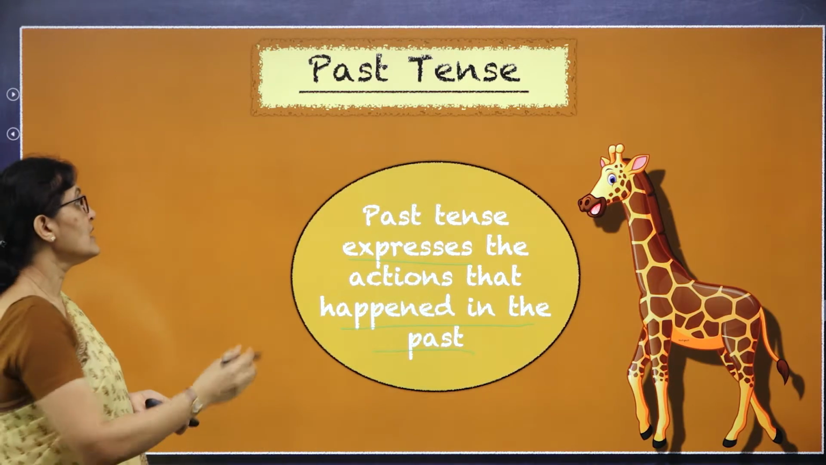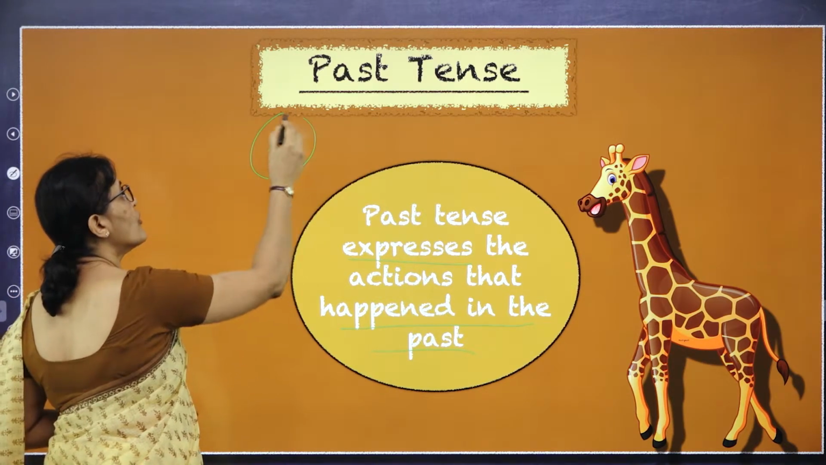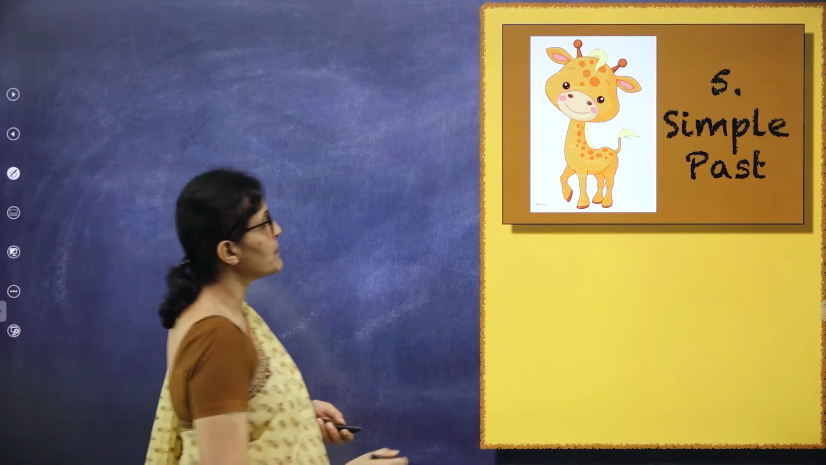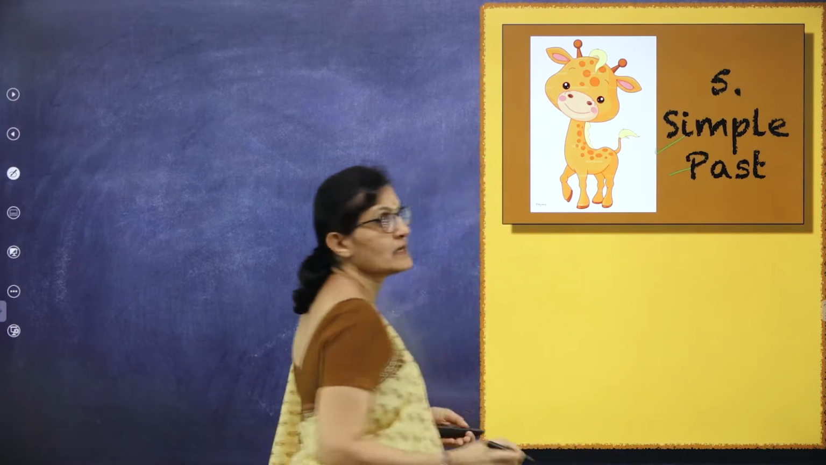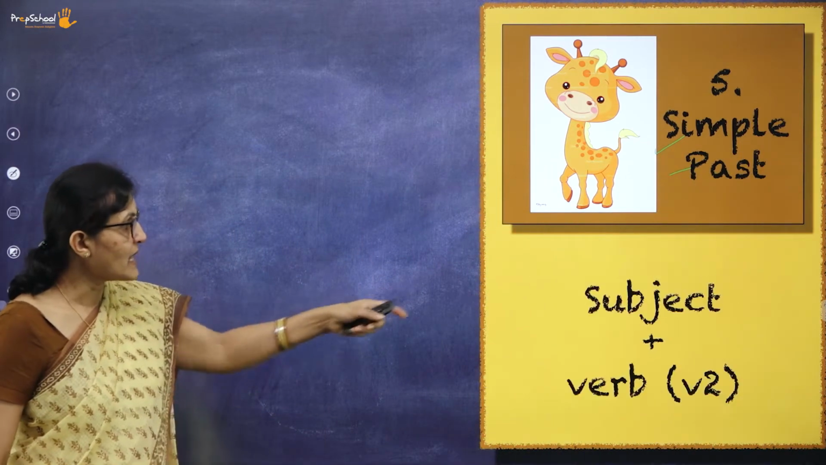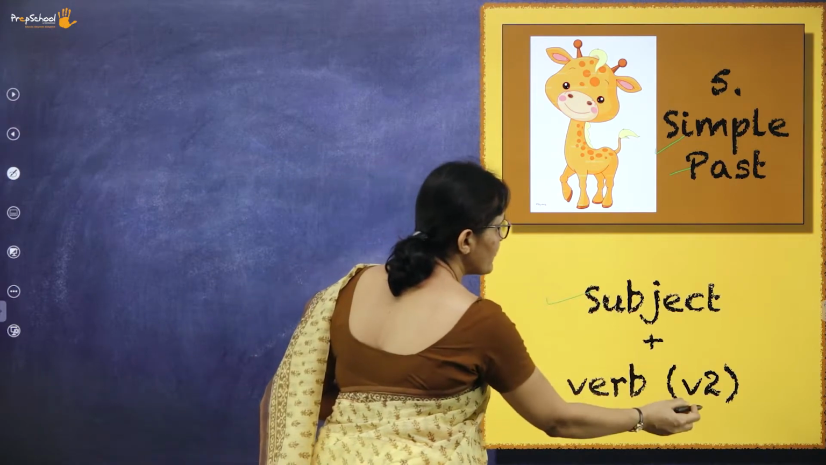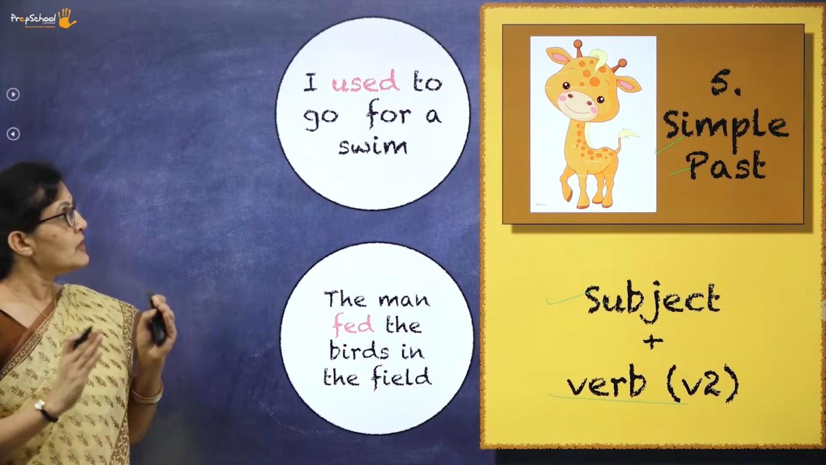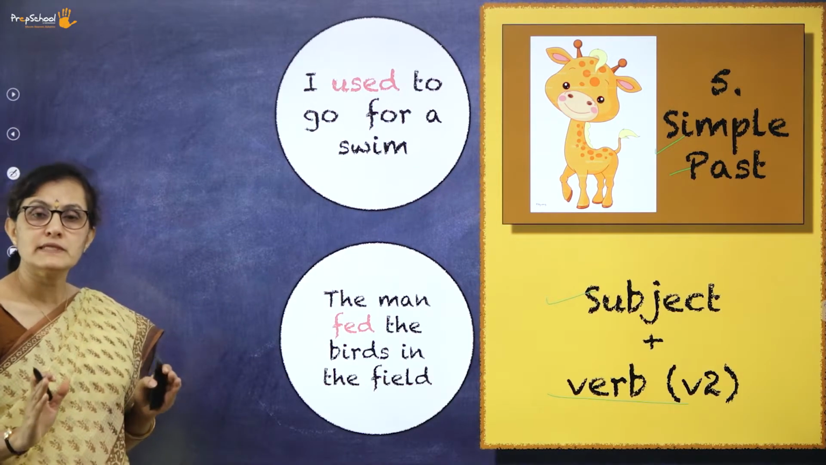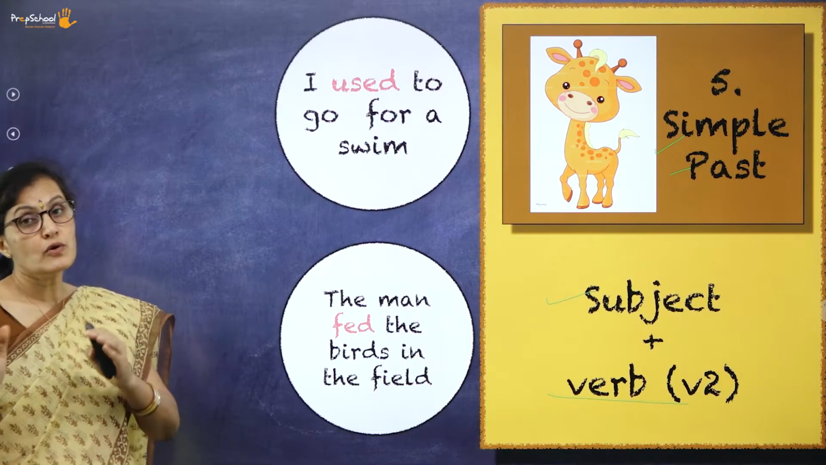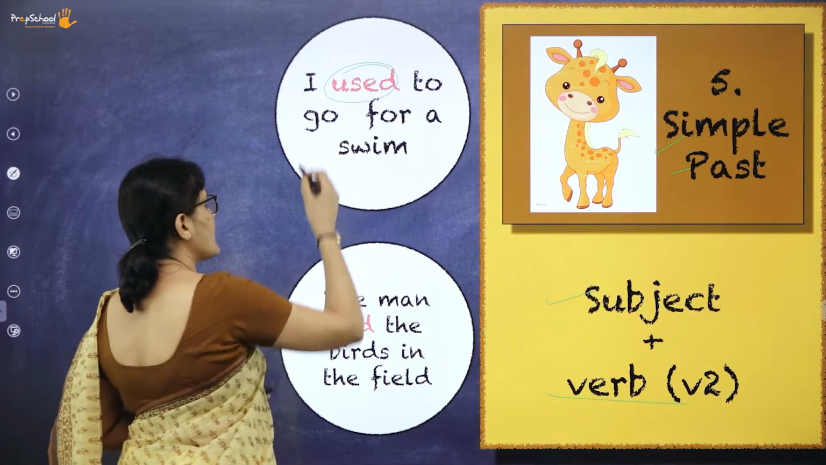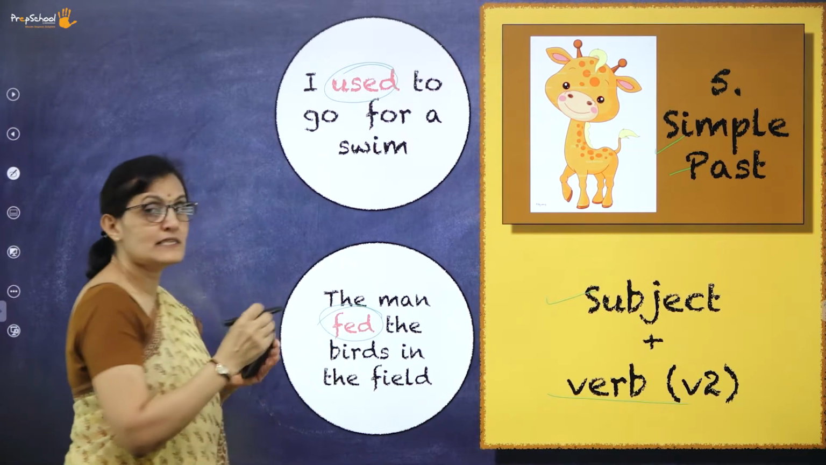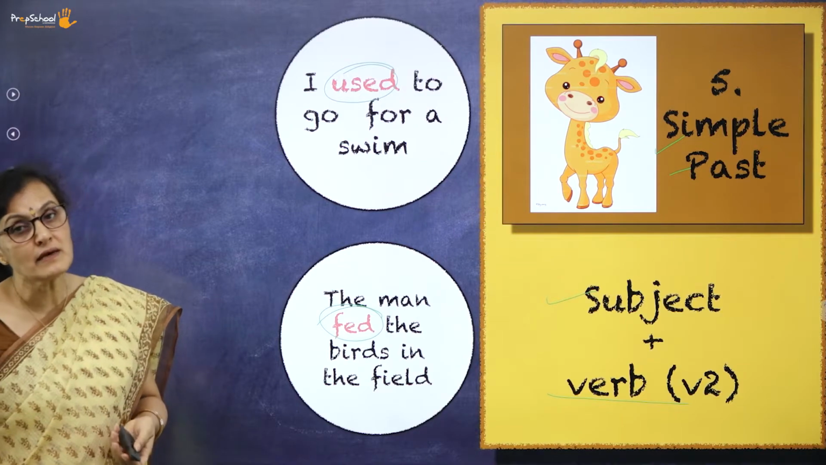So once again, here also you see 4 types of past tense. So what are the 4 types? The first one being simple past. So what is the simple past? It has a subject and it has a verb form 2, V2. So look at the example. I used to go for swim. Simple past. I used to go for swim. And the next one, the man fed the birds in the field. So it is a simple action which has happened in the past.